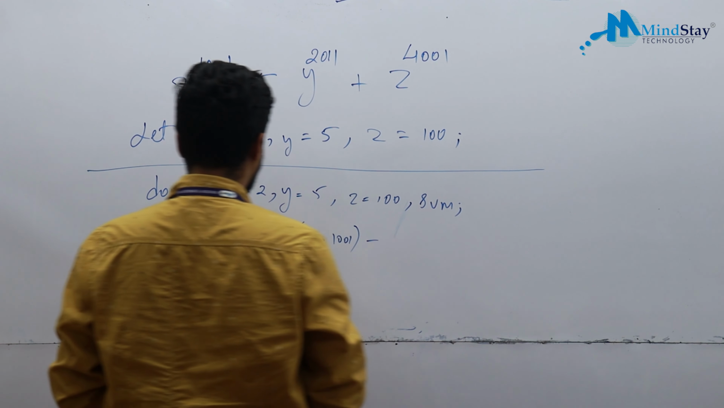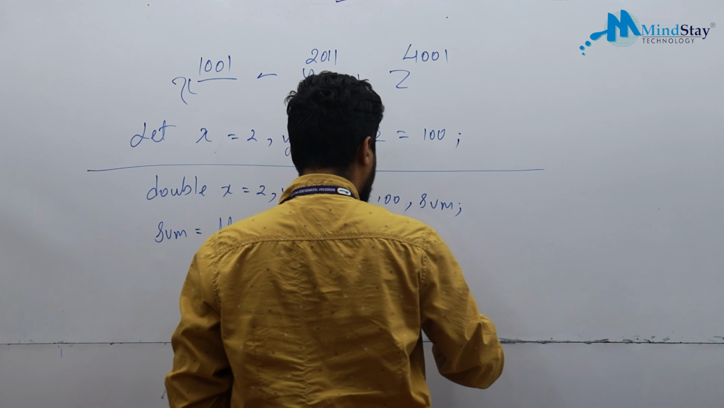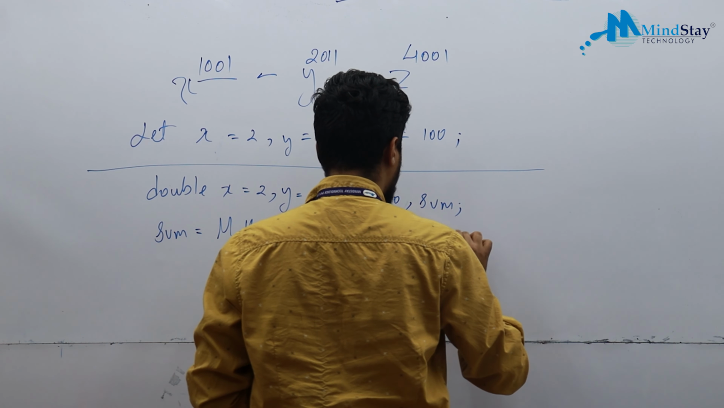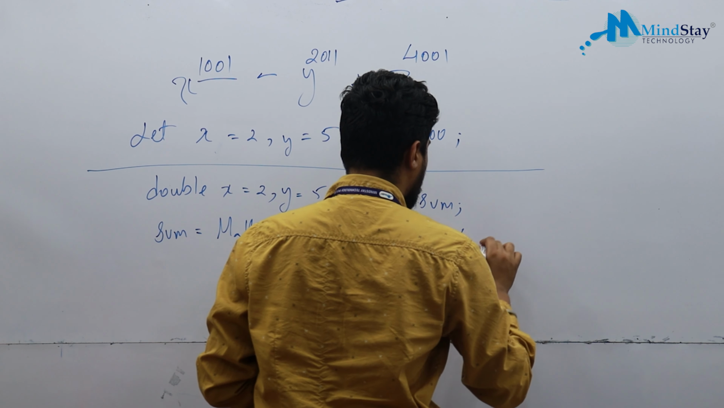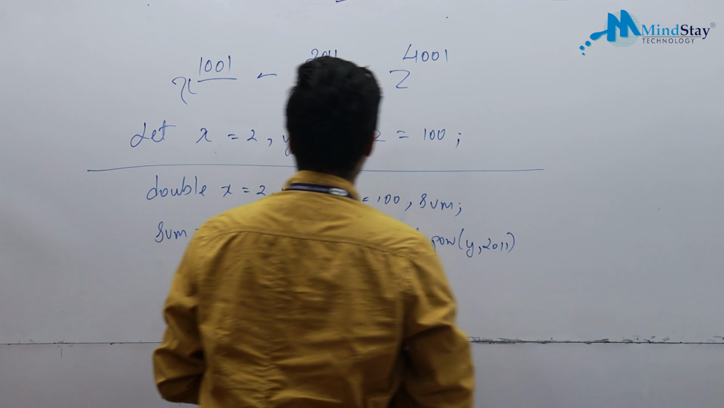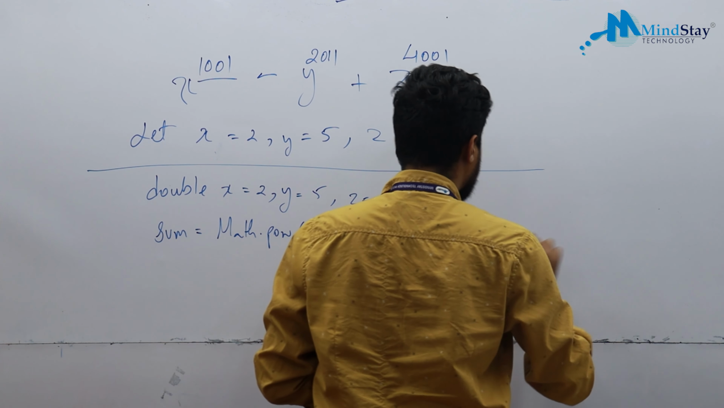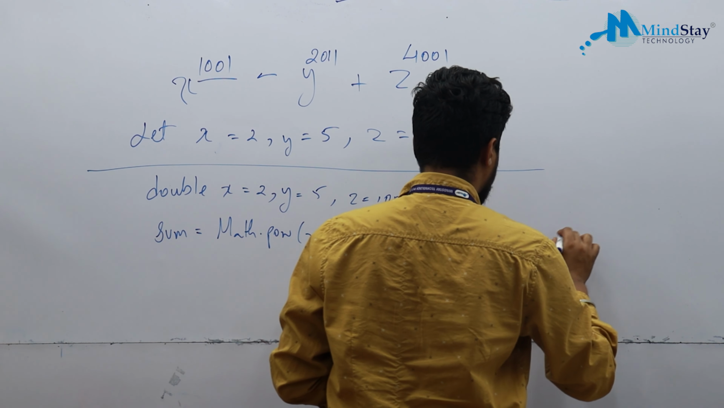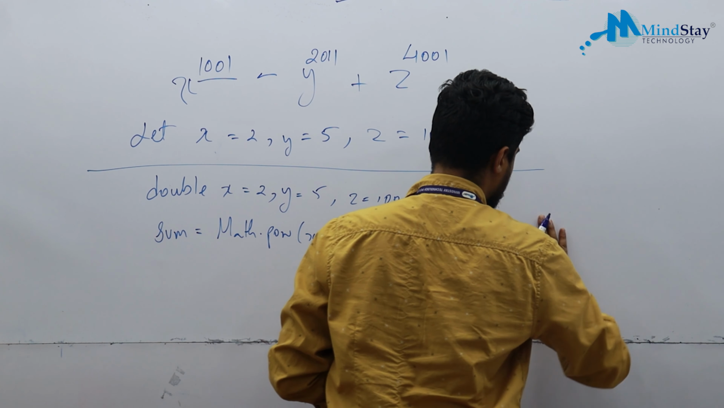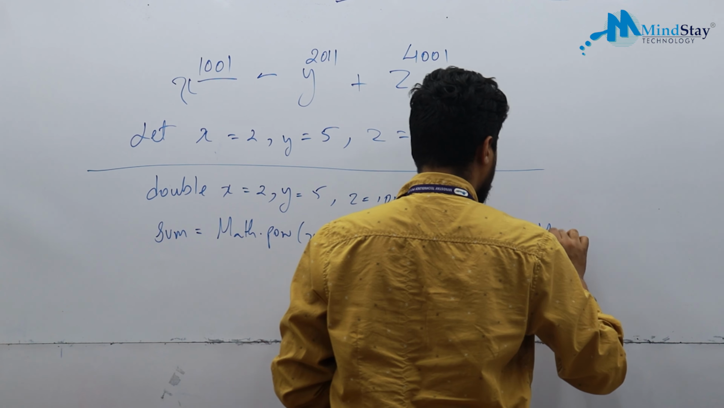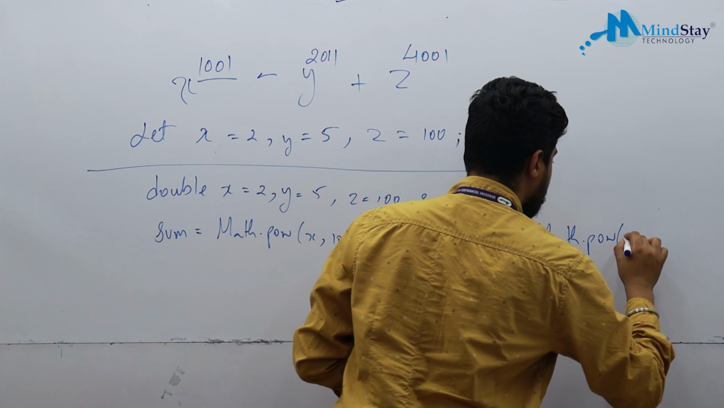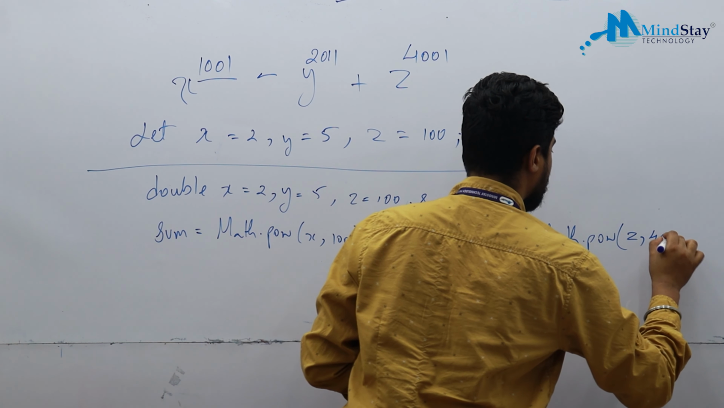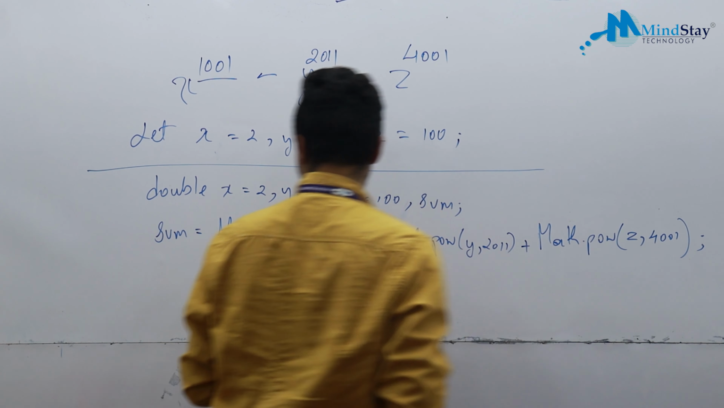Then I'll just do the subtraction sign and again I'll write math.pow for what? For my y to the power 2011. So I'm going to write y and 2011. And what last? I'm going to put an addition sign. I'll write, not z, I'm so sorry for that, math.pow z comma 4001 and here it's done.